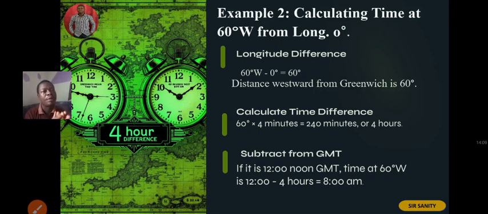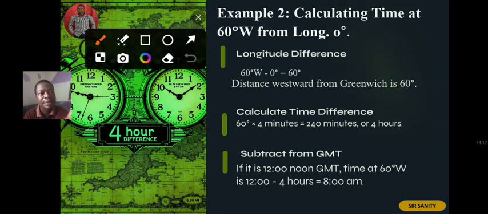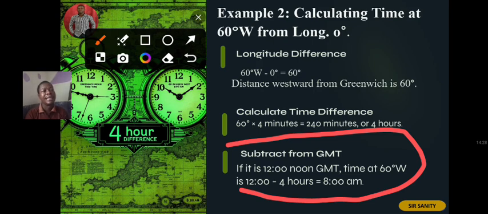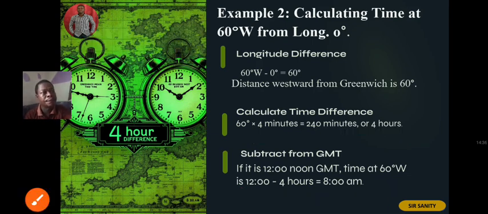So because the time you are looking for is at the western part of the Greenwich meridian, we will now subtract the 4 hours from 12 o'clock noon, giving us 8 o'clock a.m. in the morning. Thank you for your understanding.